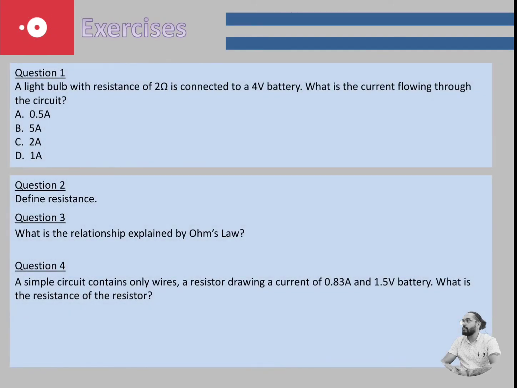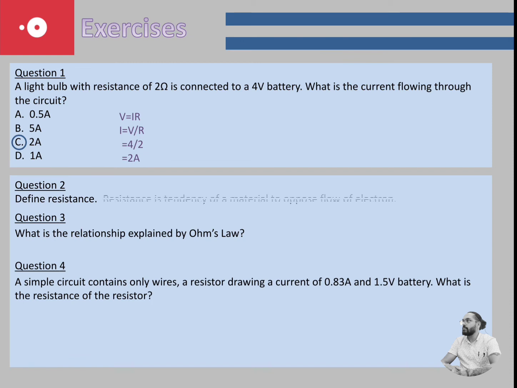Here we have 4 exercises. A light bulb with resistance of 2 ohms is connected to a 4 volts battery. What is the current flowing through the circuit? So here we are going to use the formula, which is V is equal to IR. We have to find current. Therefore, we are going to make I subject of formula, and I will be equal to V divided by R, which would give us 4 divided by 2, and the answer would be 2 amperes.